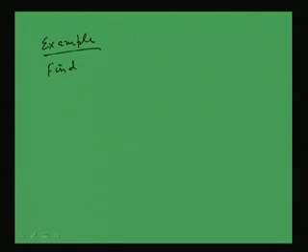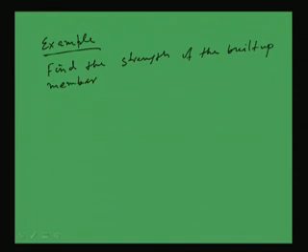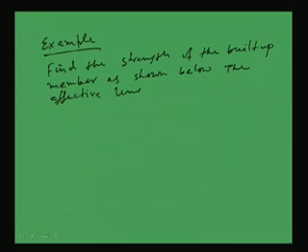Say, find the strength of the built up member as shown below. The effective length of the member is say 2.5 meter. Now, the sections are placed in this way.